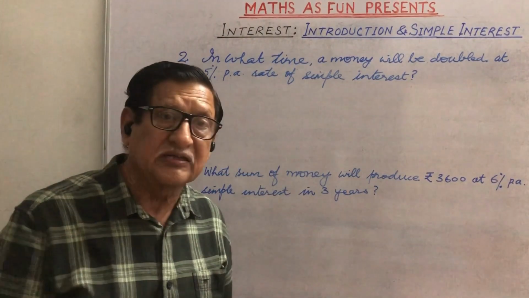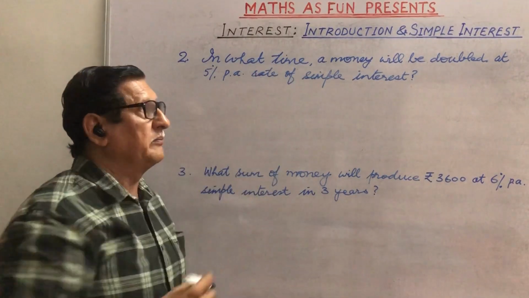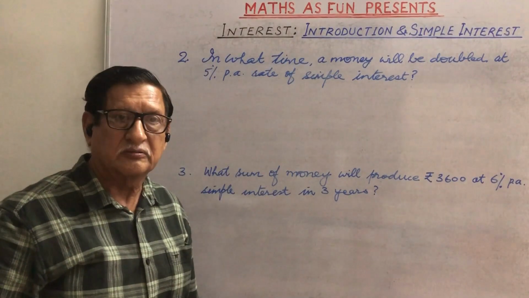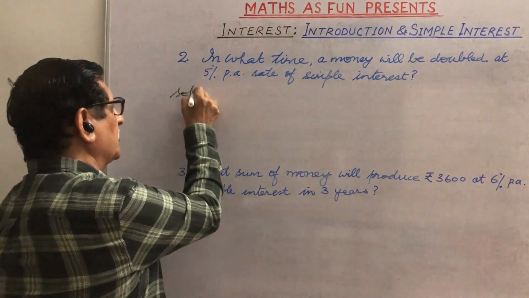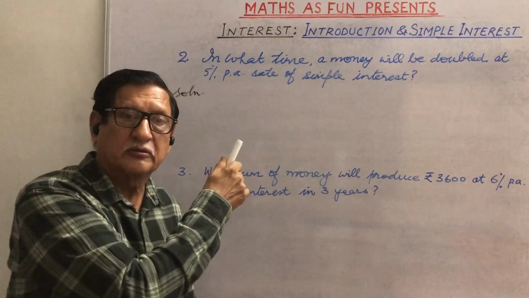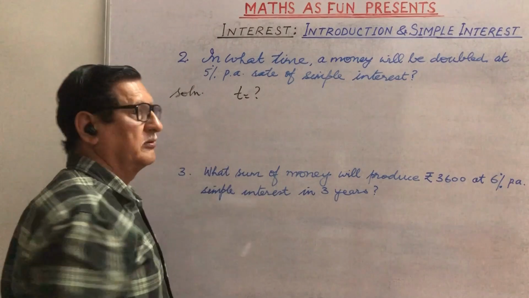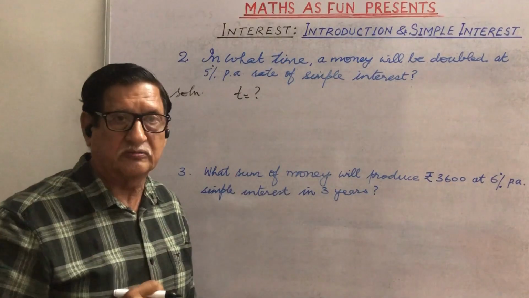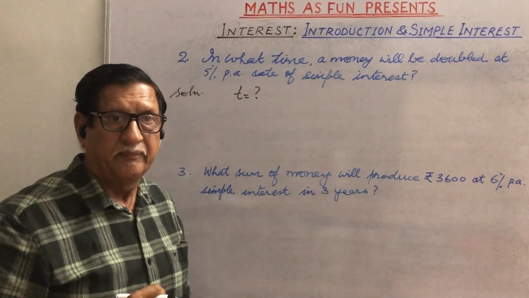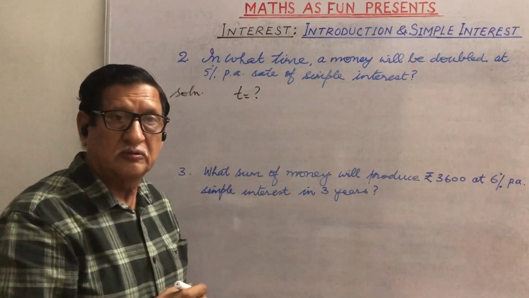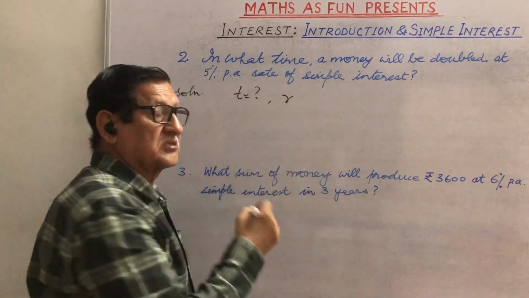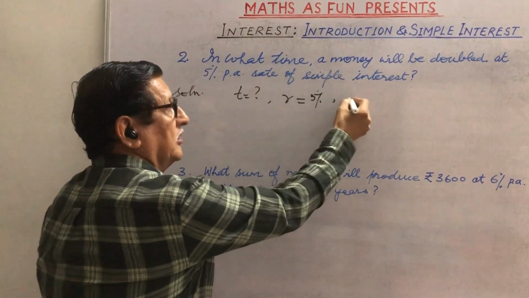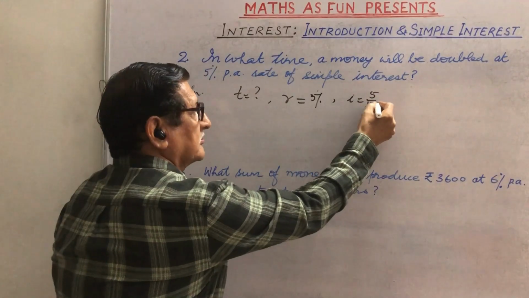The second example we discuss here is: in what time will money be doubled at 5% per annum rate of simple interest. When we find the solution of such a problem, what do we have to find? We have to find out the time T. Remember, sometimes we write the time as N also. The time here is to be found out. The rate of interest, that is simple interest, has been given as 5%. It means we can write I as 5 upon 100.